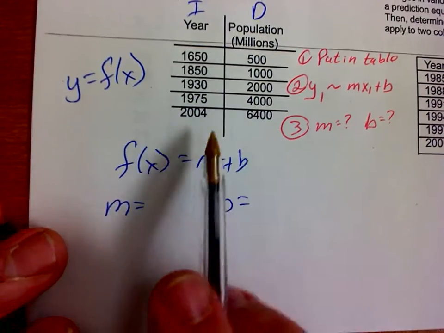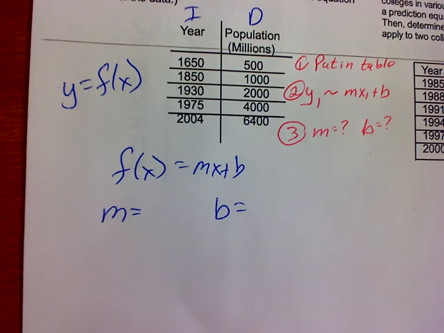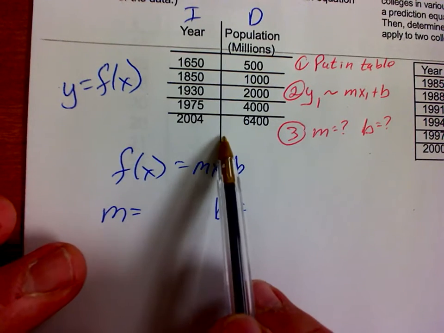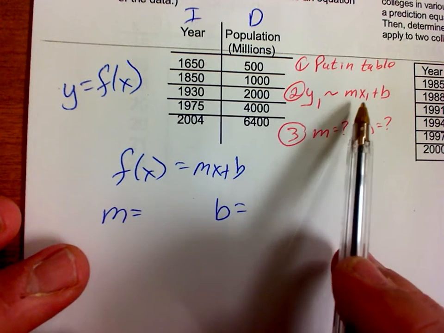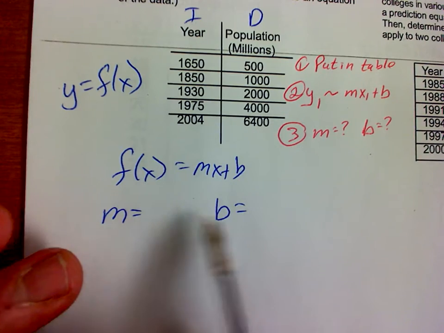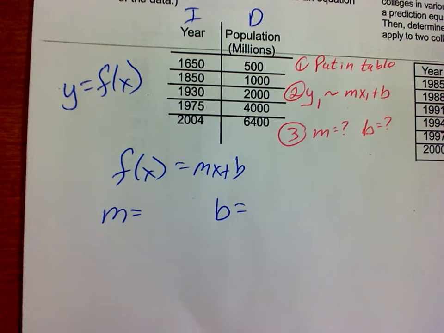So when we input this information into the Desmos calculator, if you want to try to go ahead and do that, input this in as a table, and then for the second equation, we want to put y1 squiggly mx1 plus b, and see if you can find the m and the b there. If you want to pause the video and do that, you can.